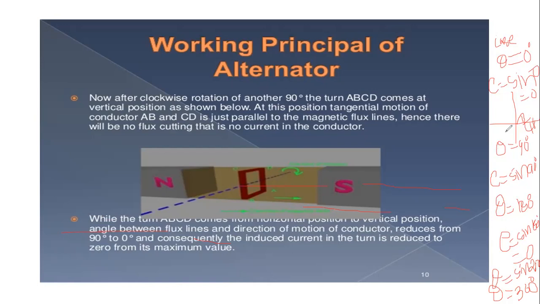Only we are using the two electromagnets. In between the electromagnets, we are considering the rectangular conductor A, B, C, D. In these cases, the rectangular conductor is not rotated. Only the field will be rotated. Why? Because in this case, the conductor is stationary. Only the magnetic field is rotated.